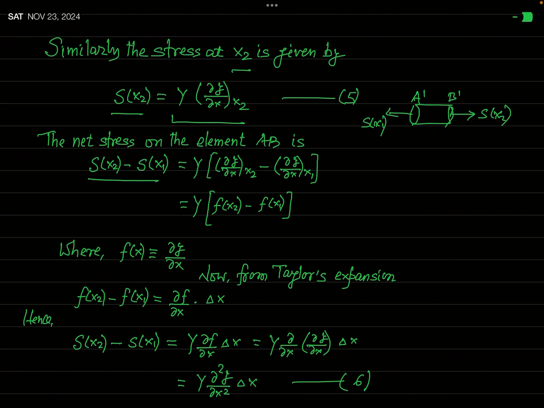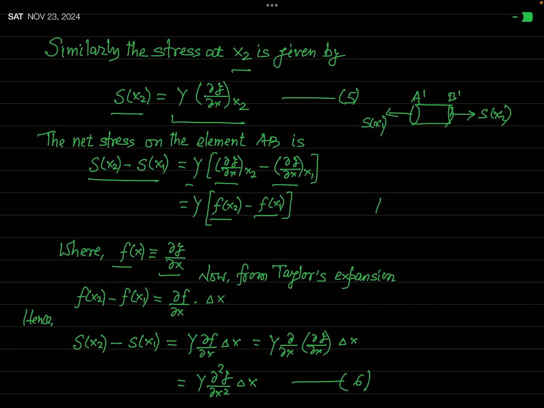And after putting the values of S at x1 and x2 from equations 4 and 5, you can see this will be Y times del y by del x at x equal to x2 minus del y by del x at x equal to x1. Now we consider that this del y by del x is equal to f of x. So del y by del x at x equal to x2 can be written as f at x2, and del y by del x at x equal to x1 can be written as f at x1.